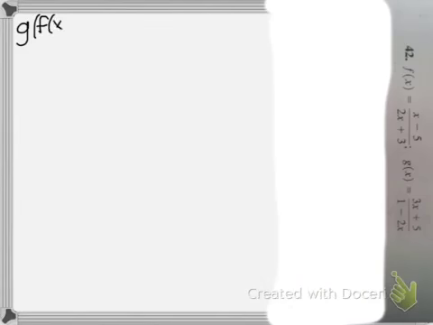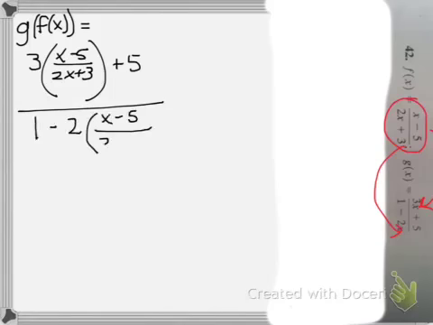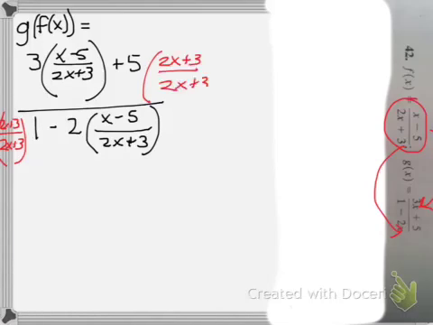So for g of f of x, we're going to take f of x and plug it in. So we're taking this f of x and we're plugging it in for where the x is in that part. So we have 3 times x minus 5 over 2x plus 3 plus 5, and then 1 minus 2 times x minus 5 over 2x plus 3. So this time what I'm going to do is I'm just going to go ahead and multiply everything by 2x plus 3 over 2x plus 3. I'm going to do that on the top and the bottom so that I can get common denominators all at the same time. It just kind of makes it a little bit shorter, goes faster.